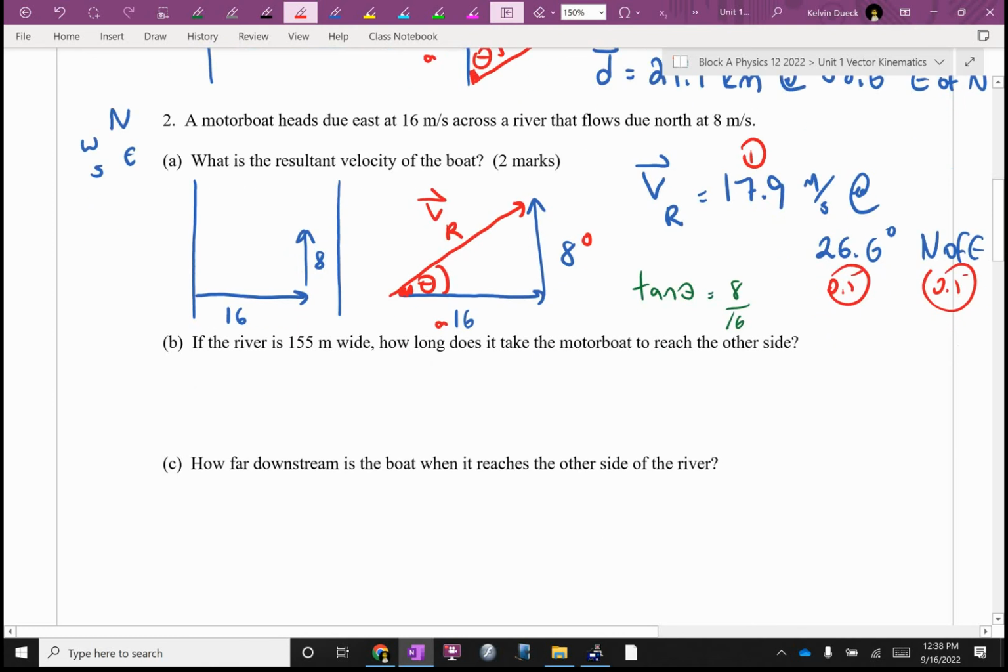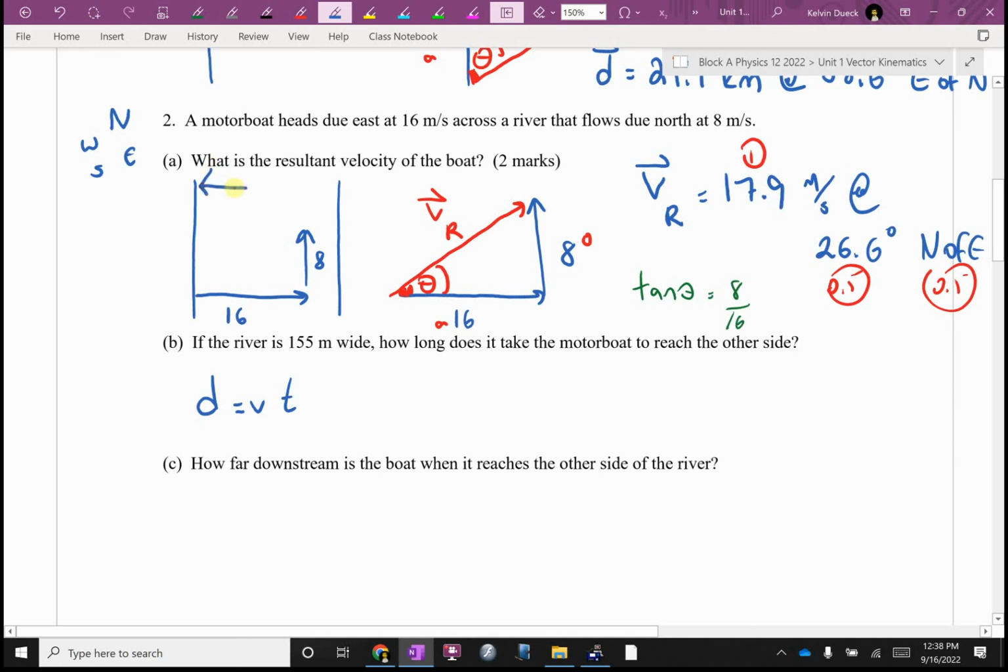If the river is 155 meters wide, how long does it take the motorboat to reach the other side? For the river and crosswind questions, what did I tell you A was going to be? I could give you also a vector acceleration. We did do one as an example in the notes with that VF equals VI plus AT. I'm not going to flog it. So I think I can just use D equals VT. But now I need to add some directional stuff.